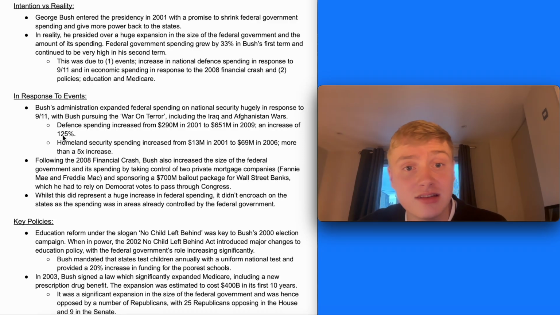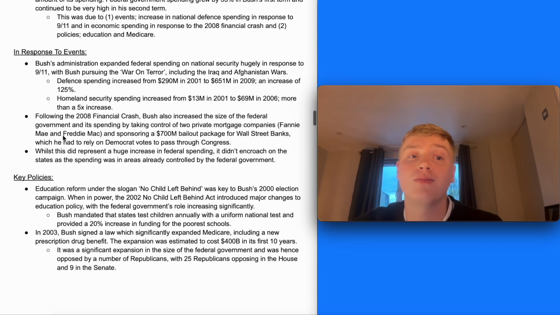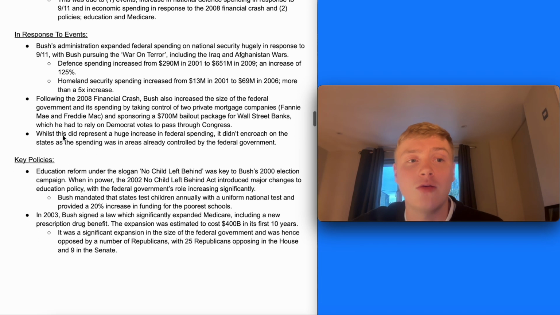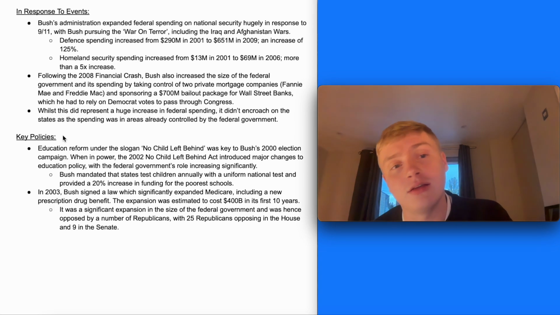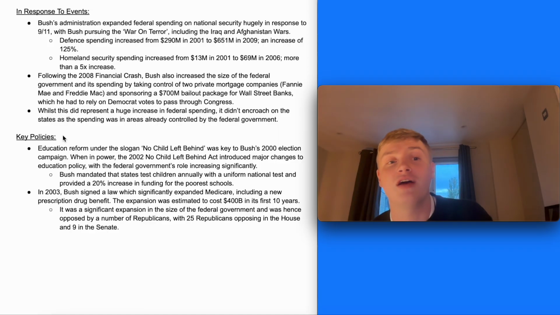This was crucially due to events: a massive increase in national defense spending in response to 9/11, and economic spending in response to the financial crash in 2008, and also his policies, education and Medicare in particular. Firstly, there was a massive increase in spending with the pursuit of the war on terror in response to 9/11, and so defense spending increased 125% between 2001 and 2009, and it certainly wasn't low in the first place. Homeland security spending also increased from $30 million in 2001 to $69 million in 2006, more than a 5x increase.